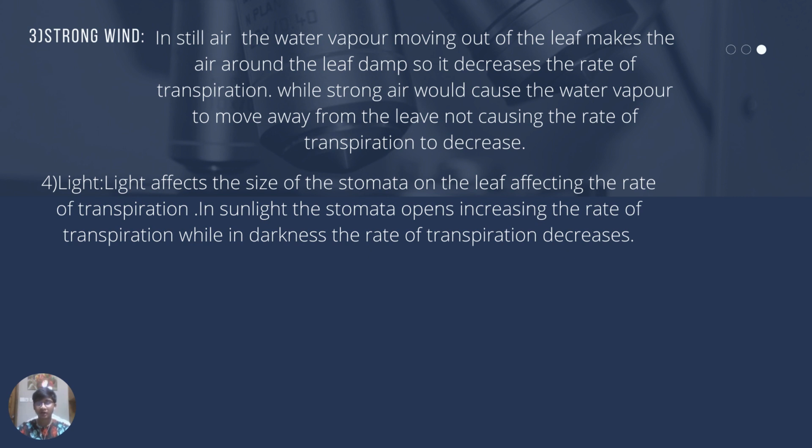Now, another interesting factor is light. Basically, light affects the size of the stomata of the leaf, affecting the rate of transpiration. The sunlight helps the stomata to open up. So during sunlight, the stomata size increases, so more water vapor can move out per unit time, thus increasing the rate of transpiration. While in darkness, as the stomata closes up, the stomata is now smaller, and so less water vapor can move out per unit time, thus the rate of transpiration decreases.